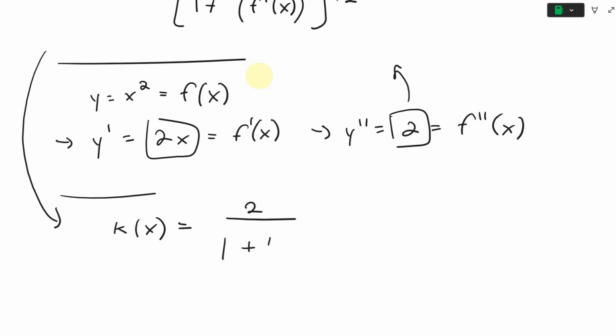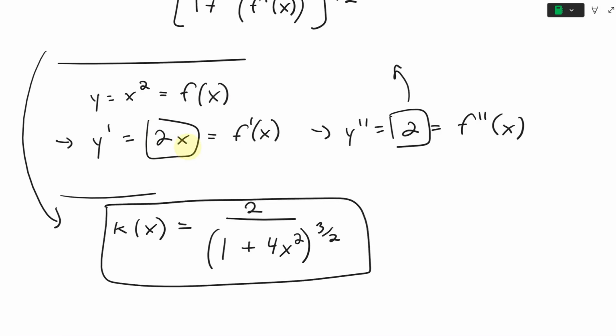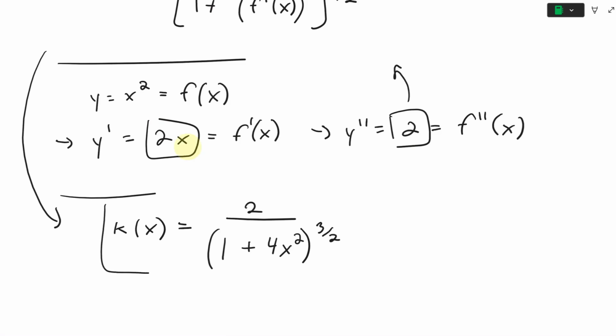So plus 4x squared, 2 squared. Yeah, so 2x, 2 squared and x squared like that. And then all of that to the power of 3 over 2. So this is our answer. So that is the curvature of the parabola. Yeah, so y equals x squared, the curvature of it is just this.